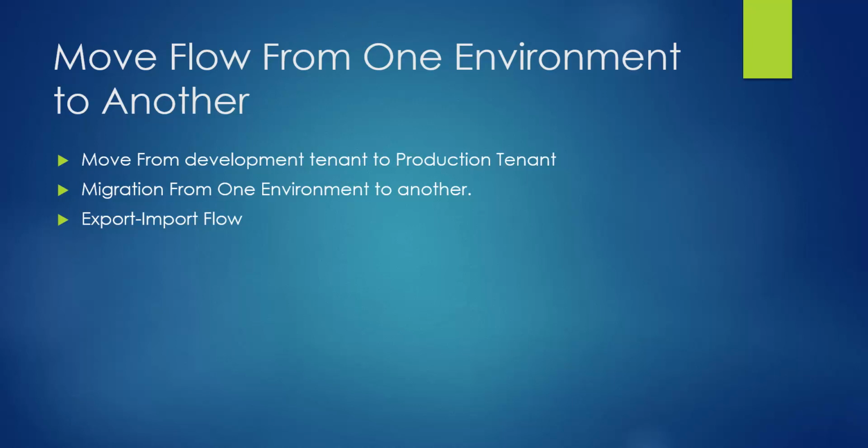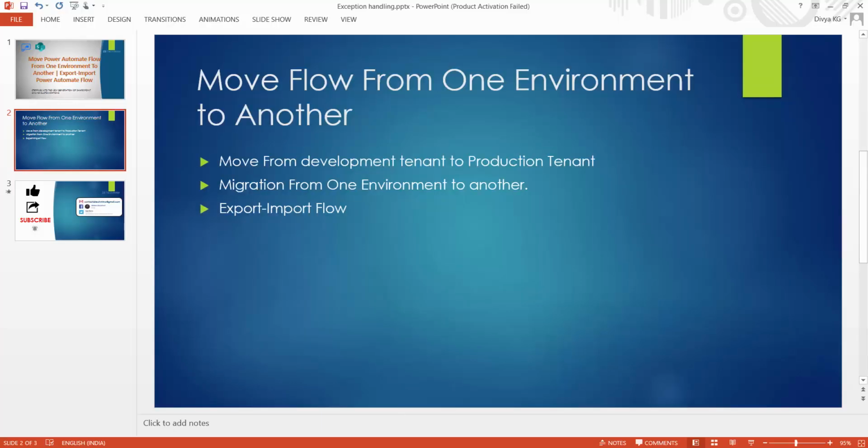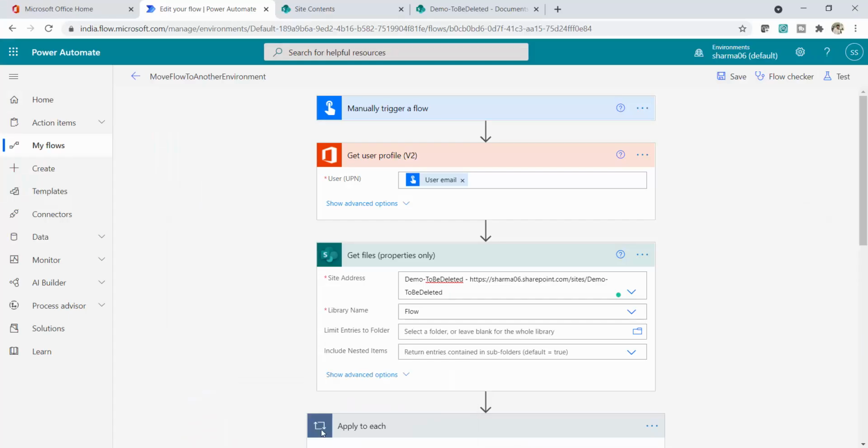Moving a flow from one environment to another is also called export and import of a flow. You will achieve this by exporting your Power Automate flow from one tenant, and then we will import that flow into the destination tenant. How will we do that? Let's see. I will move to Power Automate now.